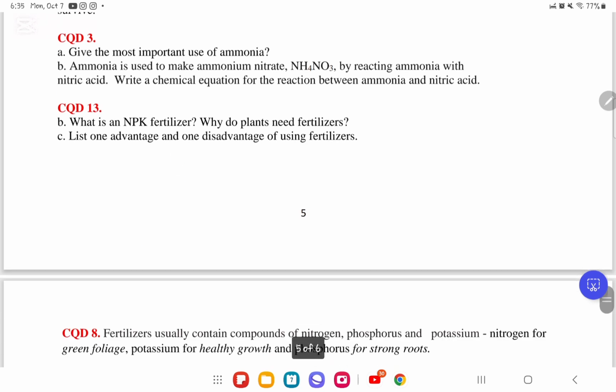So CQD number 3, give the most important use of ammonia. We use ammonia to produce fertilizers. This is one of the most important.